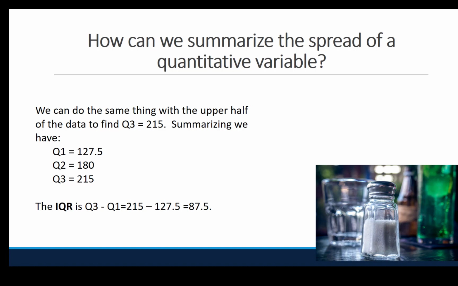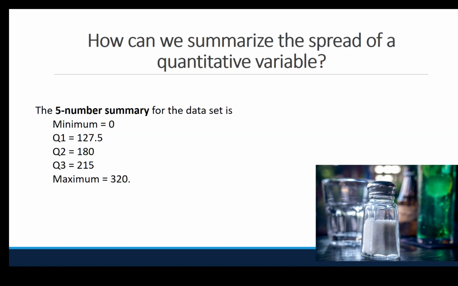We could do the same thing with the upper half of the data to find that Q3 is equal to 215. Summarizing, we have the following. To find the IQR, we take Q3 minus Q1, which gives IQR equal to 87.5. The 5-number summary for this data set is as follows. One thing to note is that most software will calculate the median in the same way. There may be some differences in the calculation of Q1 and Q3.